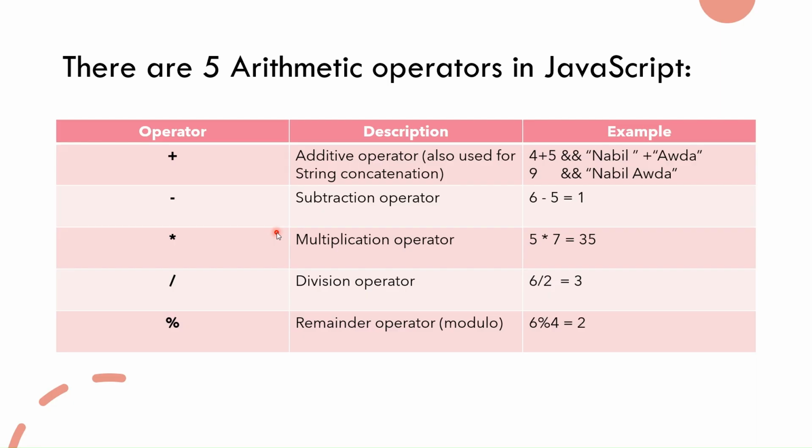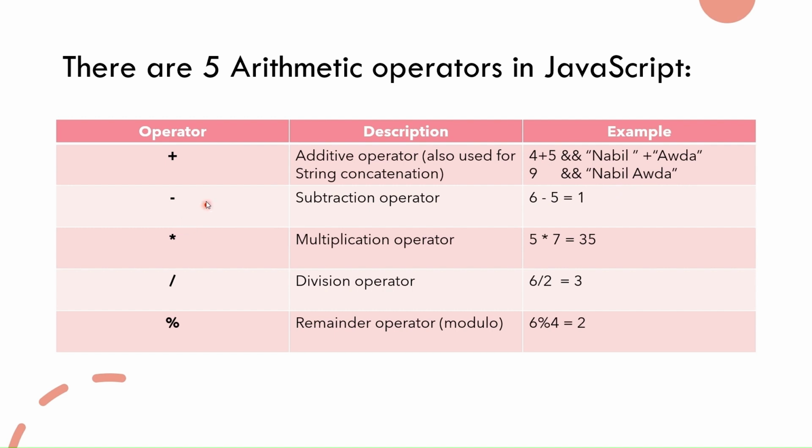Let's get started. In JavaScript, we have 5 arithmetic operators. The first one is the additive operator or the addition one, also used for string concatenation. For example, 4 plus 5 equals 9. Nabil plus Auda equals Nabil Auda.